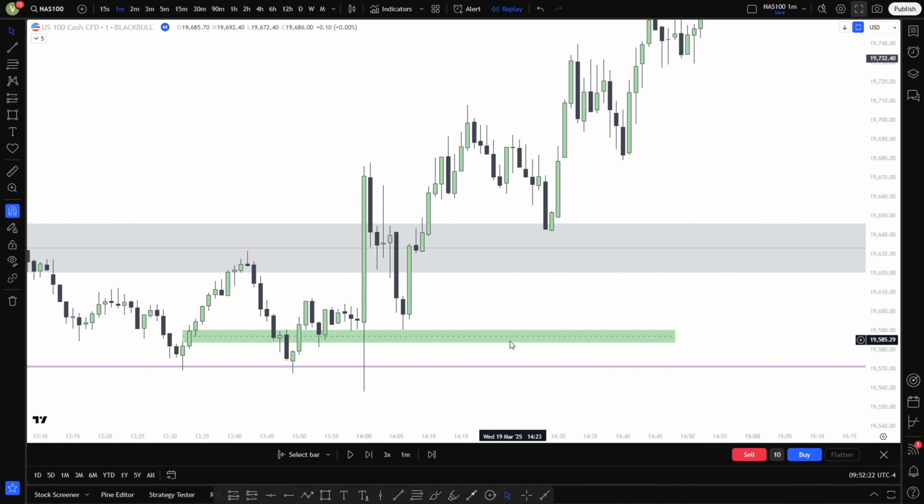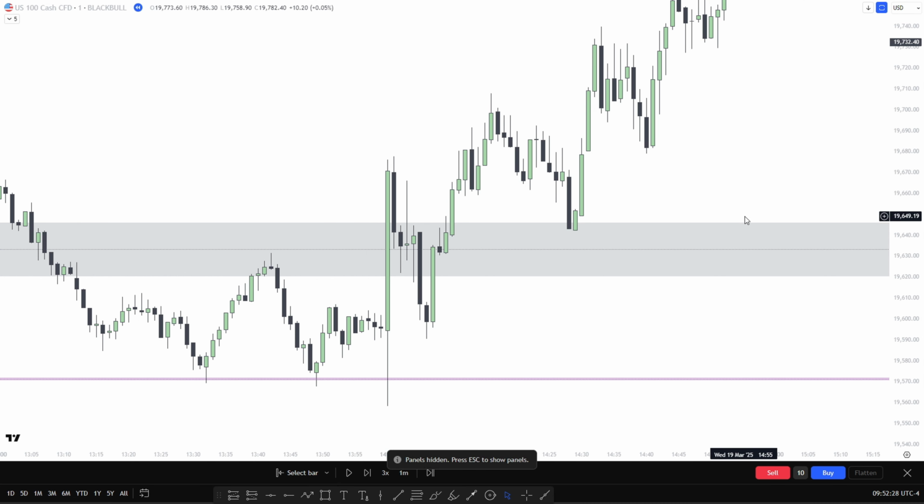So remember, three significant gaps during New York: the one after 9:30, the one after 11:30 for lunch, the one after 1:30 for the PM session. You have to have a narrative.